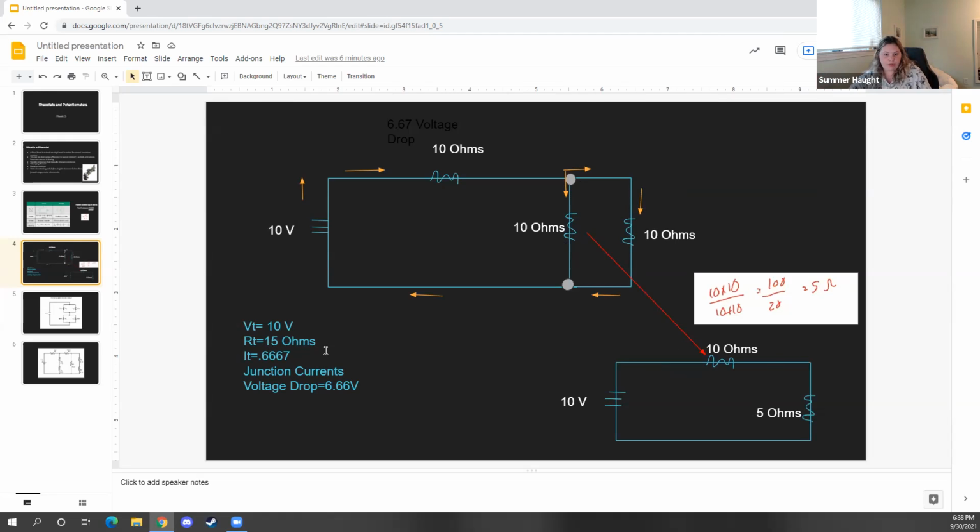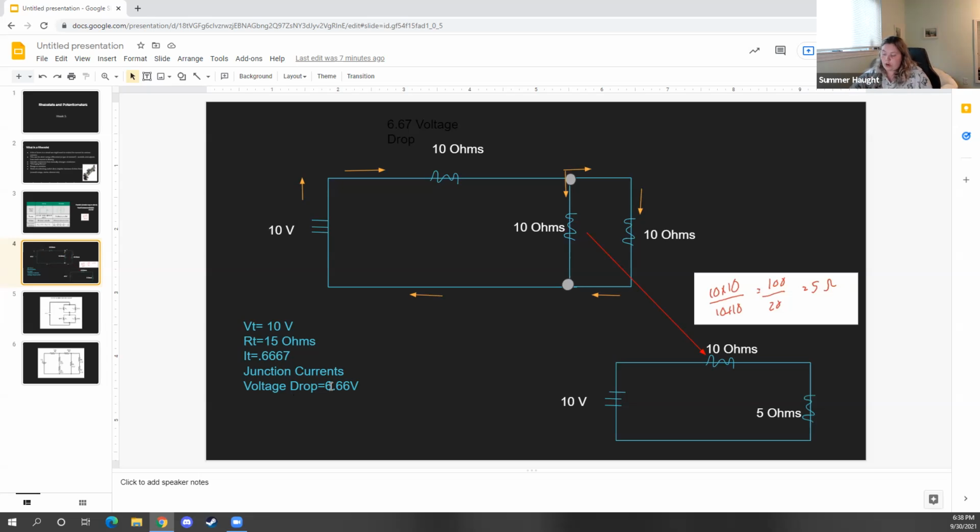Once you get the RT was 15, the rest of the problem is easy because we can just follow Ohm's law, which is just V equals I times R, to solve for the total current, because now we have the total voltage and we have the total resistance. So in order to calculate the total current, it's just V divided by R, 10 divided by 15, which is how they got 0.667. So basically that's how this problem was solved.